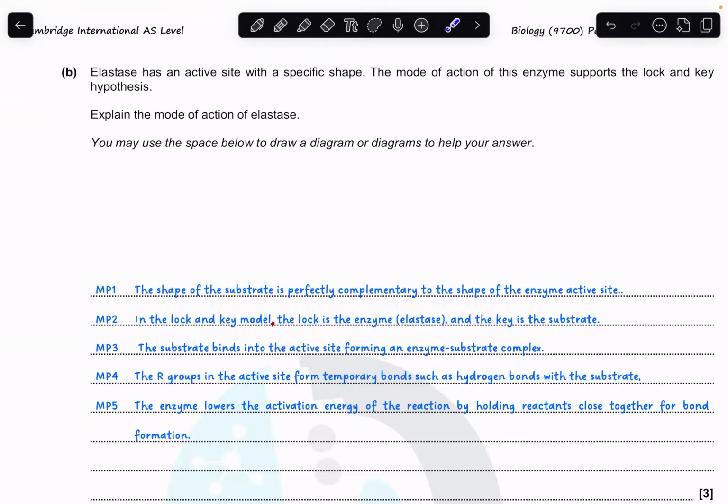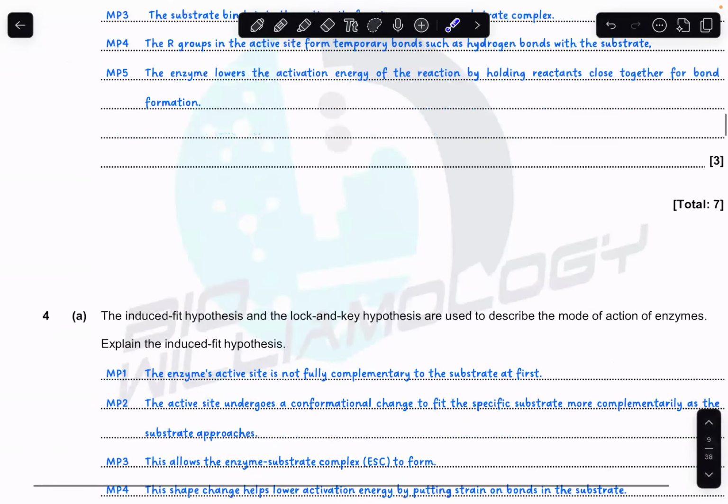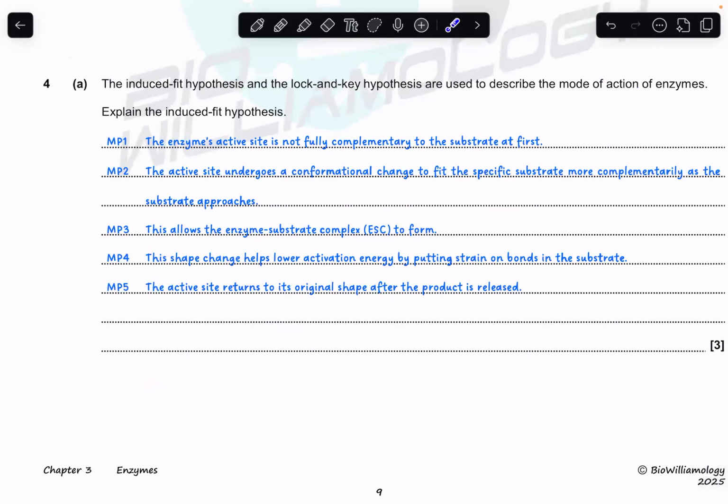So because of the formation of this temporary bond, the enzyme lowers the activation energy by holding the reactants close together for new bond formation, or you can say the breakage of the existing bond. So we have done the lock and key model. So we continue with the induced fit hypothesis.